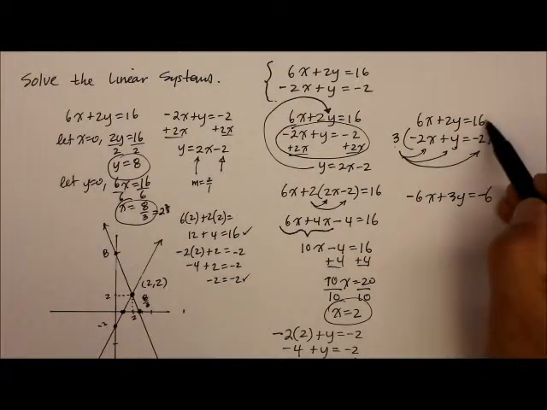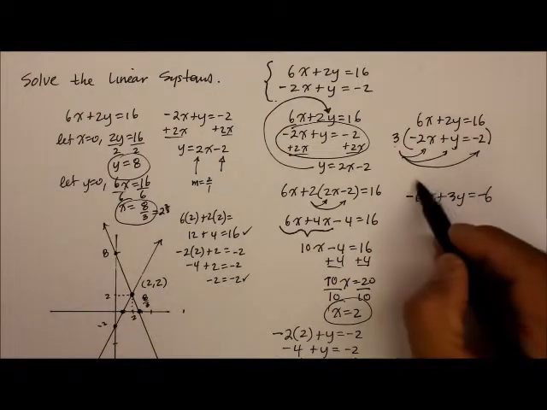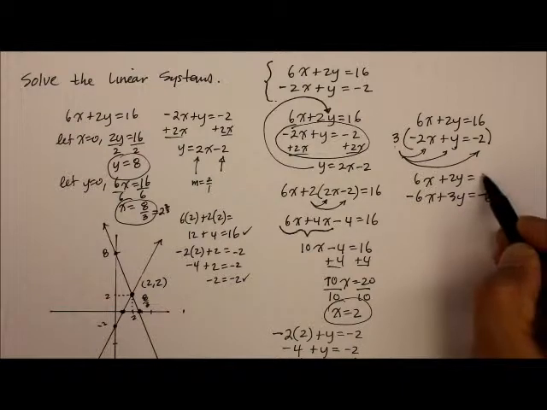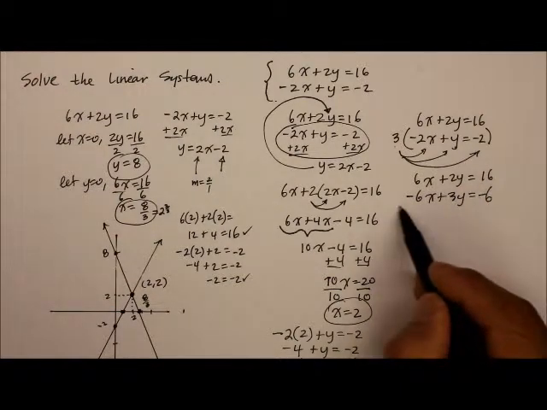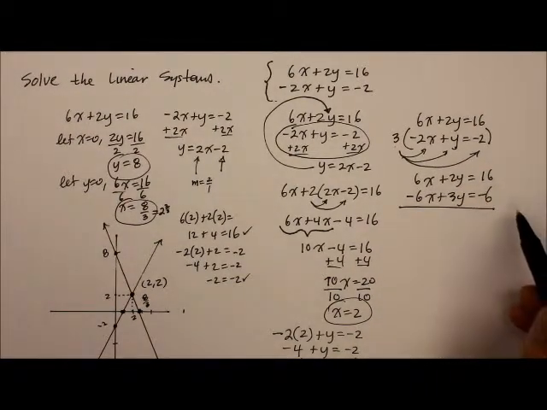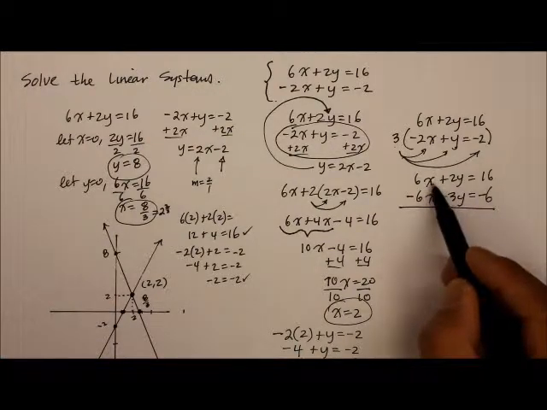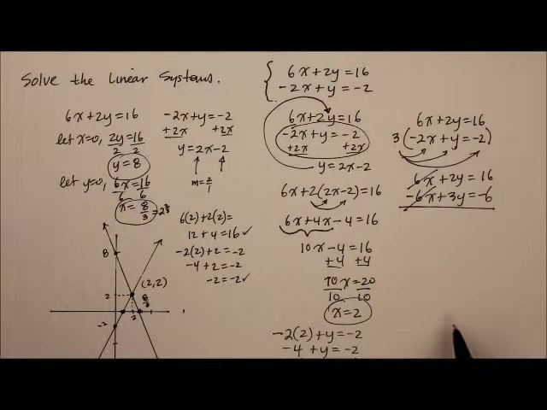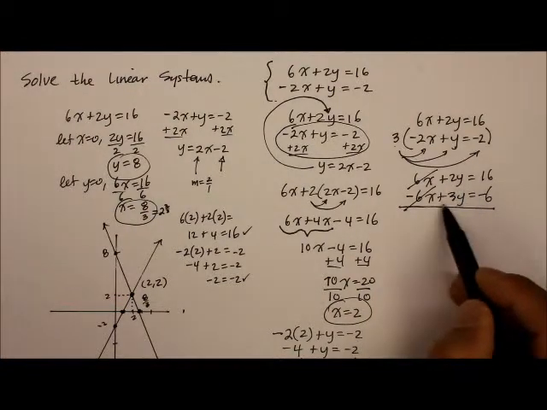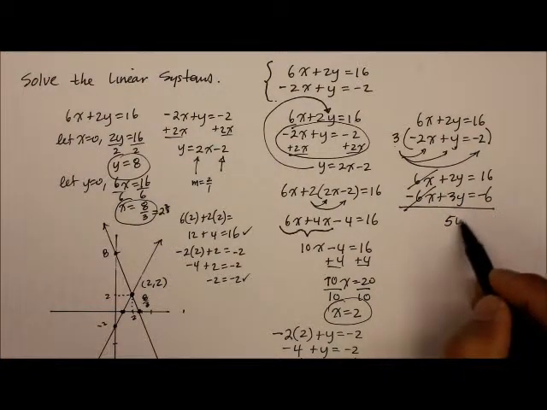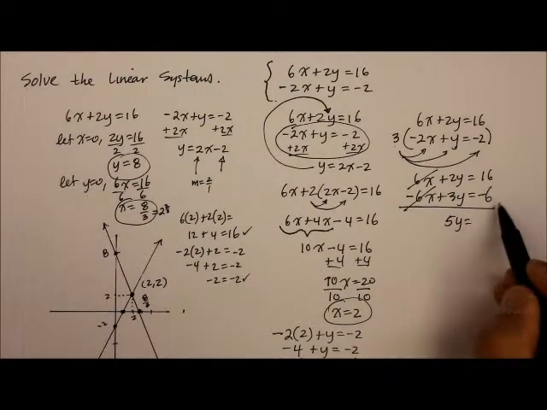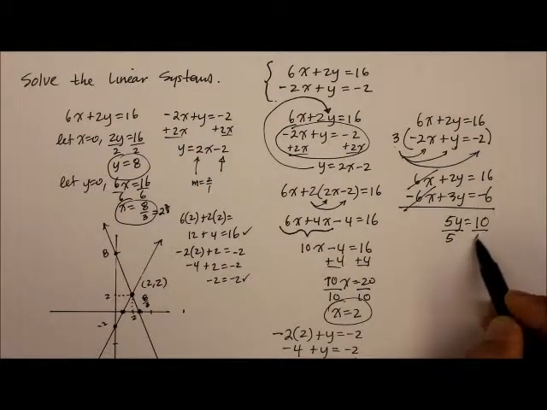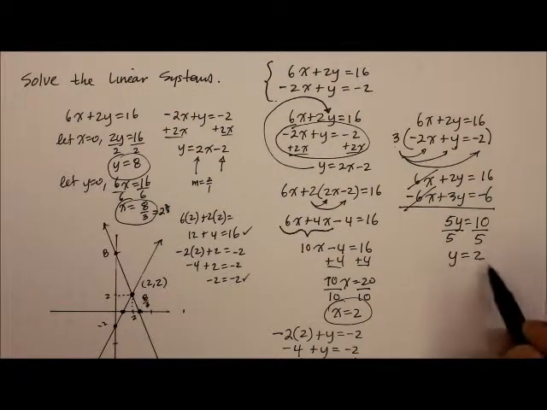Since I haven't done anything to the first equation, I'm just going to write it down on top of the second one. And you could already recognize what's going to happen if I combine the first and second equations together, meaning add or subtract. That's right. 6x minus 6x, they become 0. They cancel out. All that remains is positive 2y, positive 3y, positive 5y. 16 minus 6, 10. Divide by 5 on both sides. y equals, bam, 2.